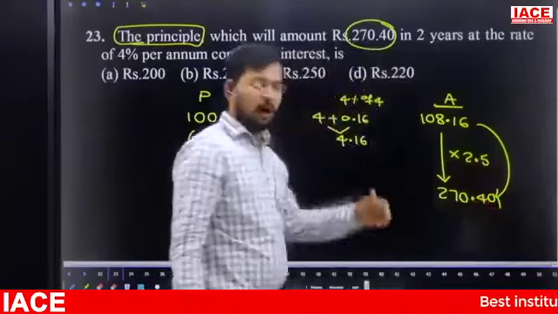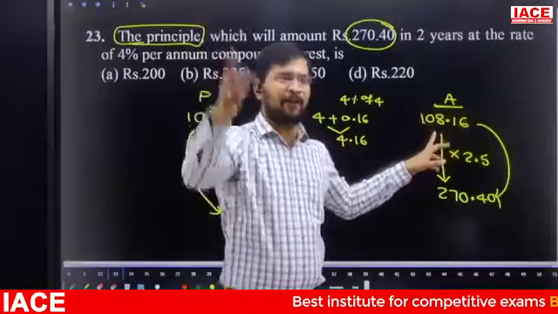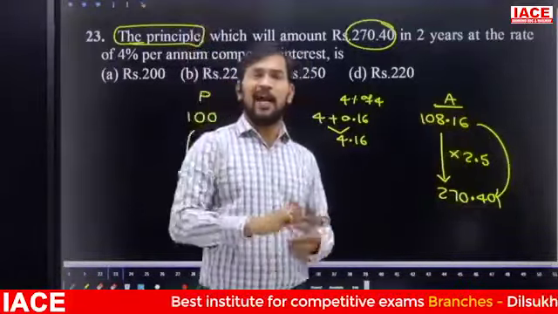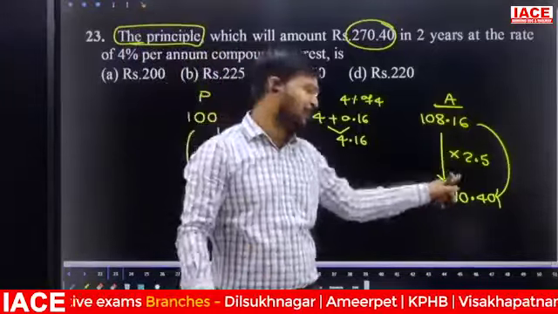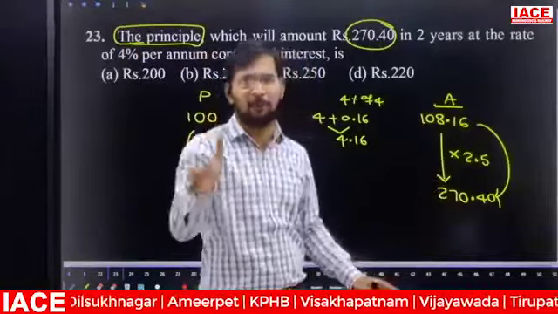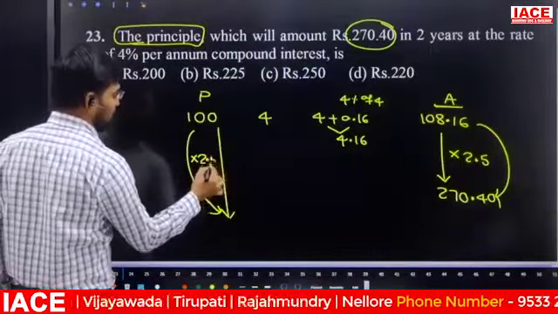Sir, how are we getting 2.5 directly? Generally, 108 fives are 540. 108 fives: 5 hundreds are 500, and 5 eights are 40. So 108 fives are 540. Half of 540 is 270, and that is 5 times plus half, so 2.5 times. So 2.5 times of 100.